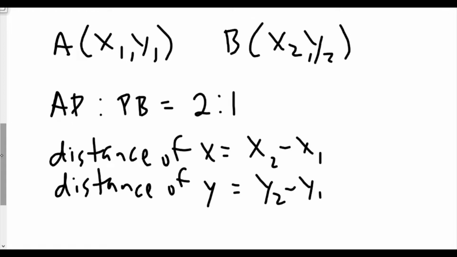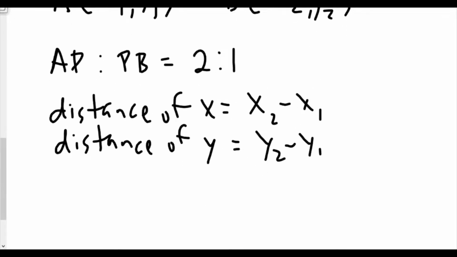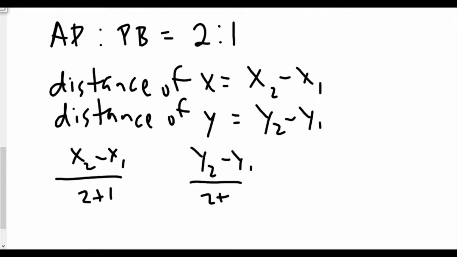Well, here's the thing. Our delta x, our change in x, is going to be 2 plus 1 pieces. So we're going to take our x2 minus x1 and divide by the sum of those values. So x2 minus x1, we're going to divide by 2 plus 1. And our y2 minus y1, we're going to divide by 2 plus 1. These values are going to be our change in x and our change in y.